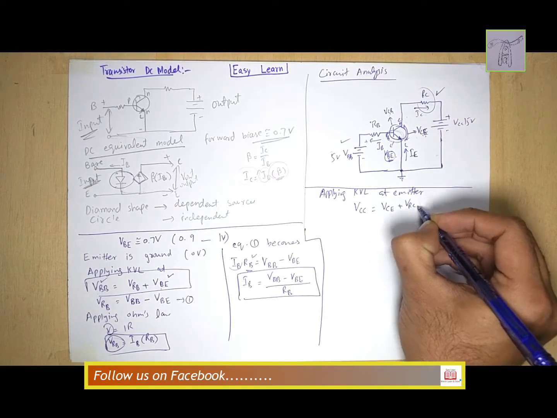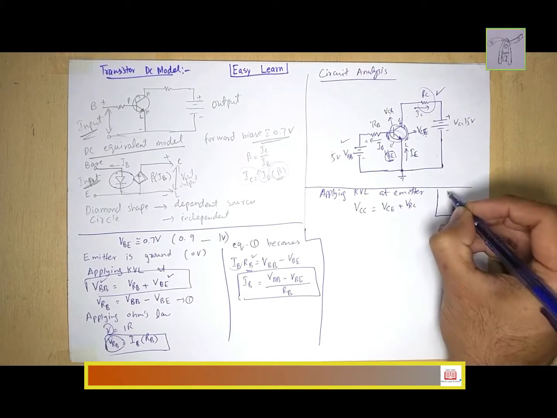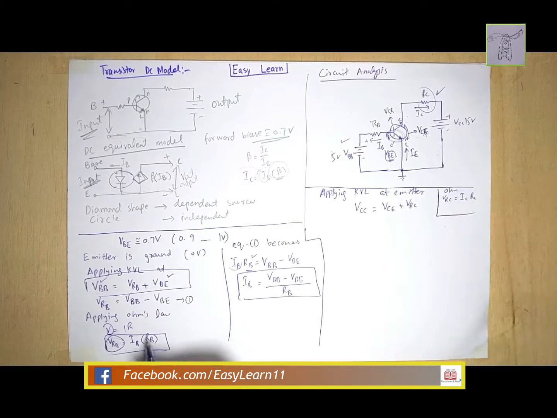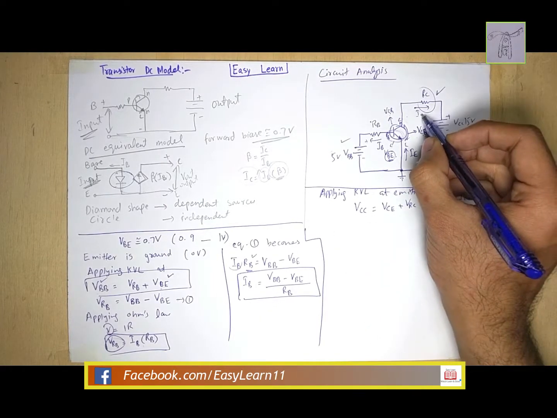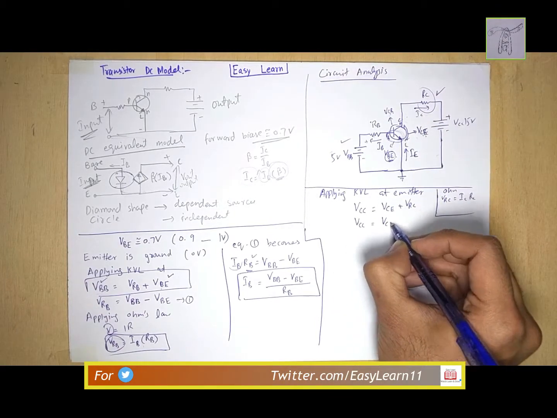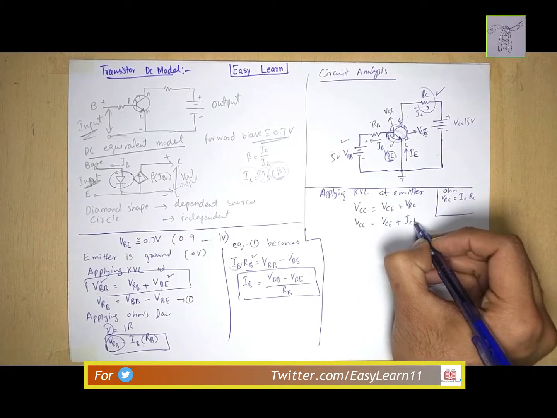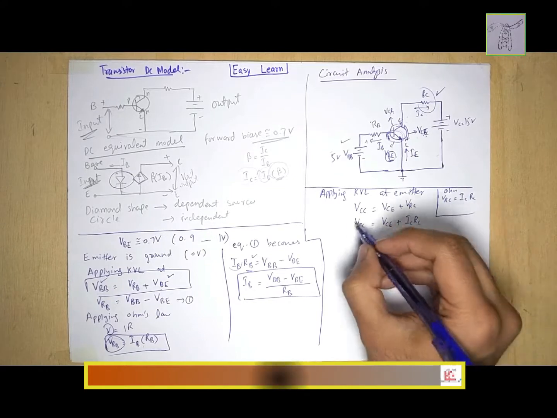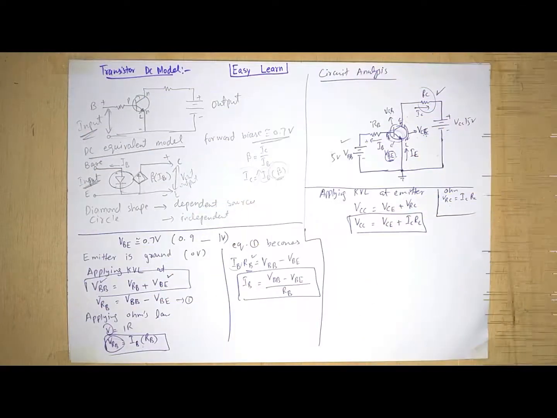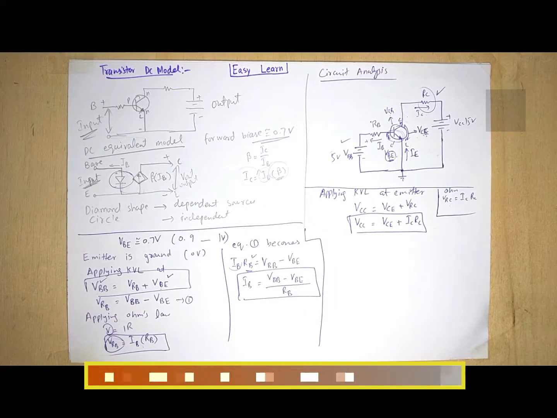Voltage across collector emitter plus voltage across RC. Voltage across RC can be calculated again by Ohm's law. Voltage across RC is equal to IC RC. So here the current is IC and the resistance is RC. So this equation becomes VCE plus IC RC. So this is another equation we can calculate. Remember, these are all formulas. You have to memorize these formulas because we will use them in calculations. We are not going to derive them again and again.